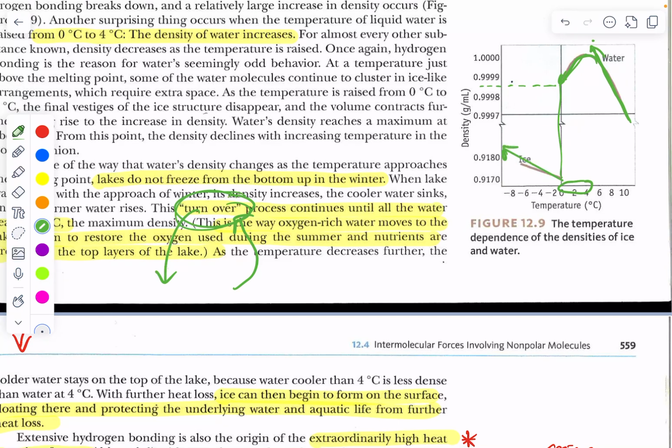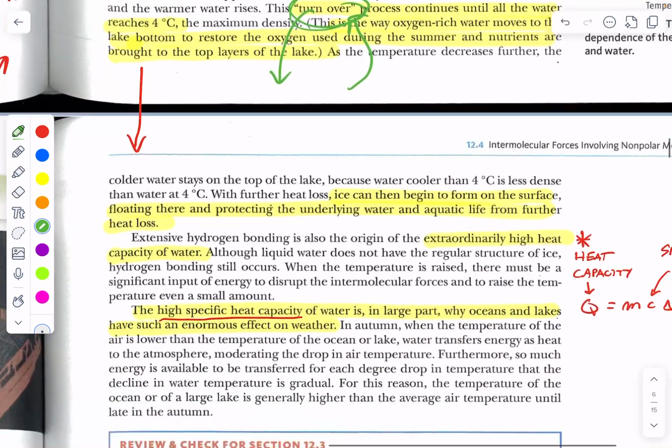So it's only in this range of 0 to 4 degrees that water does something absolutely unique compared to all other liquids as they freeze. And that's important to understand.